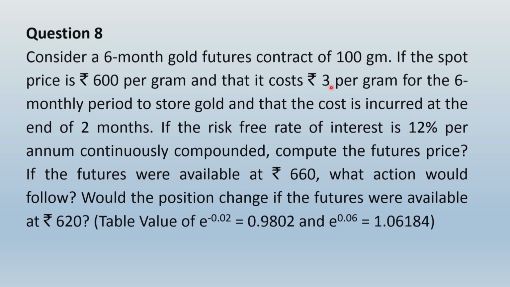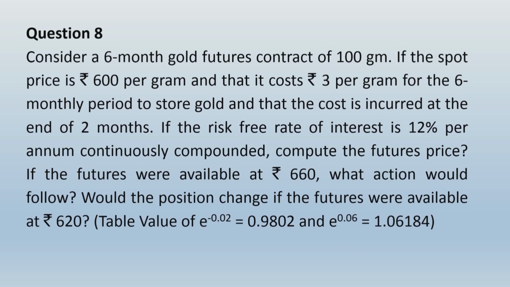This present value added to spot price becomes the base cost, that is S0 plus C0, and then multiplied by e raised to RT. The rate of interest is given as 12%, and the T that you consider for computing FFP, that is fair futures price, will be a 6-month period. You should understand, for computing the present value of carrying cost you should apply 2 months, and for computing fair futures price you should apply 6 months, and that is why the table values of e raised to minus 0.02 as well as e raised to 0.06 are both separately given to you.